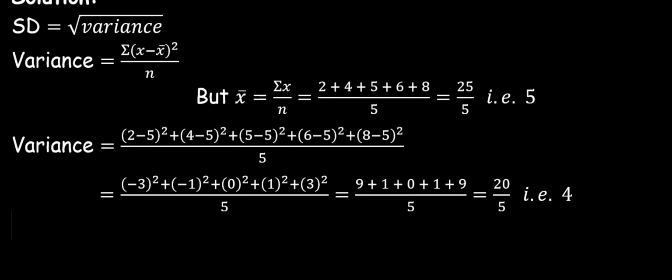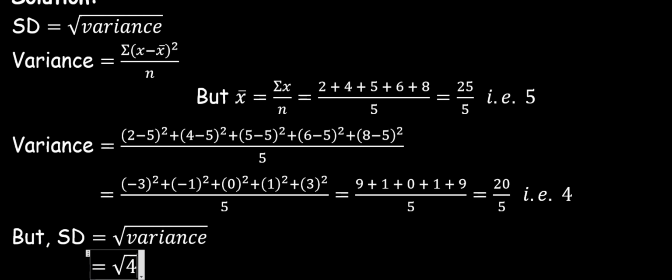But we know that standard deviation is equal to the square root of variance. In this case, it will be equal to the square root of 4, which is equal to 2. And 2 is the same thing as 2.0.